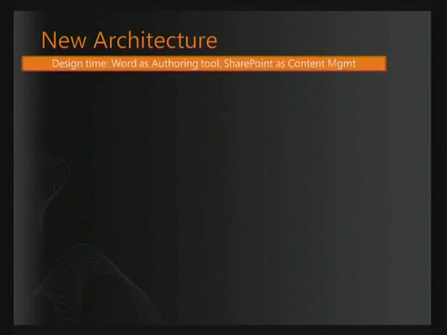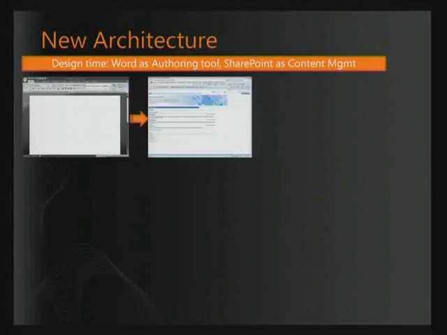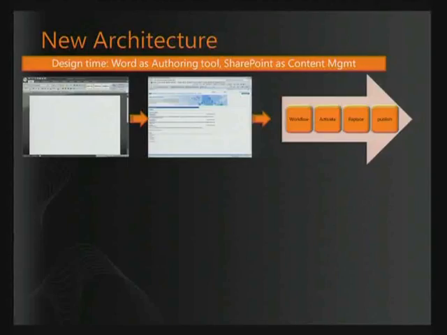So this is how the new architecture is. At design time, we have Word as an authoring tool. You author the document parts or the document itself, and that gets checked into SharePoint. This is all programmatic, using the custom task pane, the ribbon, and all, which Joel is going to demo. Once the content is checked into SharePoint programmatically, the workflow kicks in and does whatever it has to do. And this is the design time.